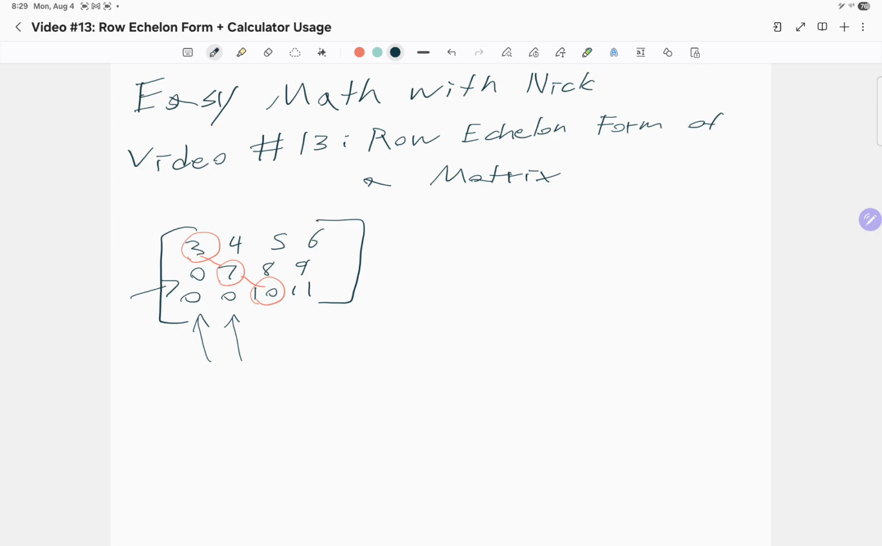So how is this useful though? Well, if we're familiar with how matrices represent systems of equations, this matrix could represent the system 3x plus 4y plus 5z equals 6, 7y plus 8z equals 9, 10z equals 11. And this is a very useful format for systems of equations because we can easily isolate z by dividing by 10 and then plug in z up here to solve for y. And then once we have y, plug y and z up here to solve for x, right?